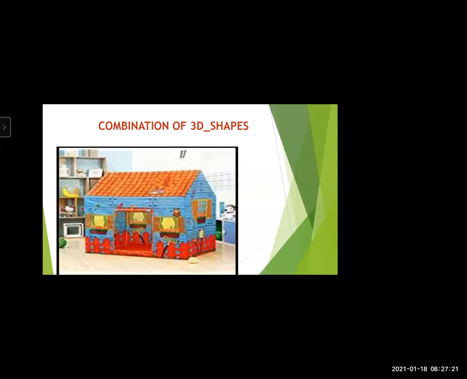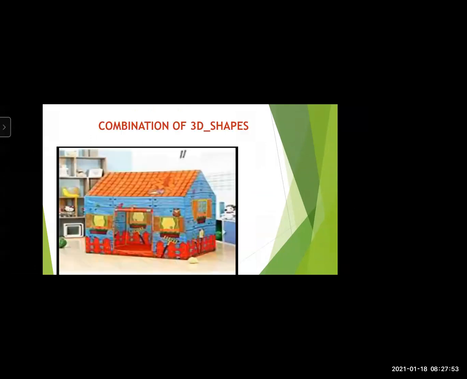This is an example of a combination of 3D shapes. You can see here, this is a house. At the top, it is a triangular prism. See, on both opposite sides it has a triangle, right? And the base, the bottom, is a cuboid. So this figure is a perfect example of a combination of 3D shapes.